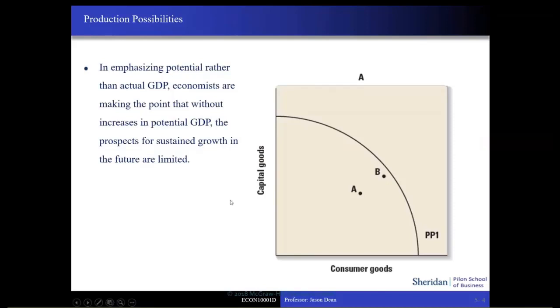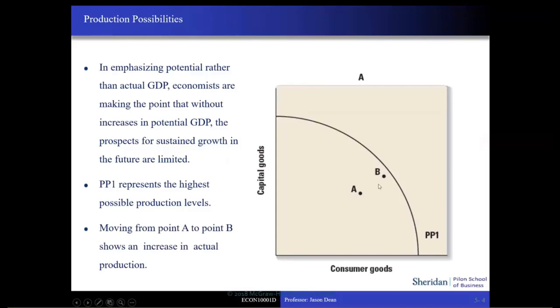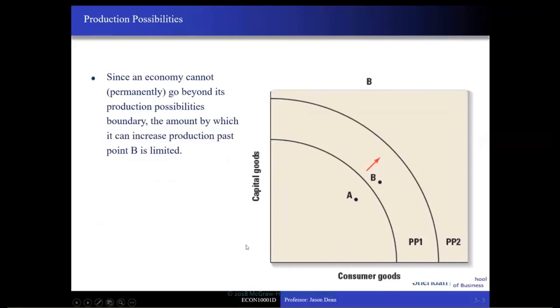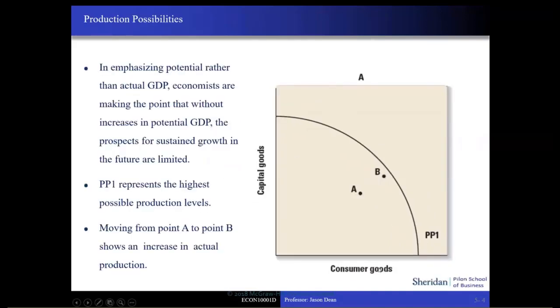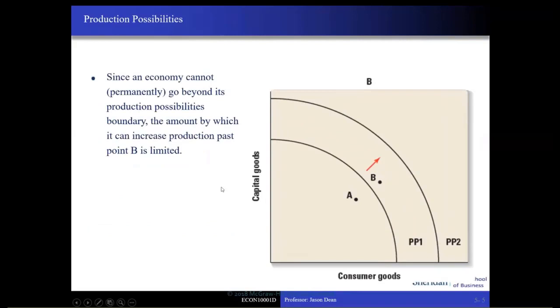What do we mean by that? Well, let's think about the points A and B here. If we were to move from point A to B, that's a good thing. At point A, we're underutilizing our resources. And at point B, we're going to be producing more and using more of our resources. So obviously moving from point A to point B shows an increase in actual production. But since an economy cannot permanently go beyond the boundary, if you look at this previous diagram, we can't go beyond this boundary here, given what we have in terms of our inputs to production, the amount by which it can increase production seems to be a bit limited at that point.